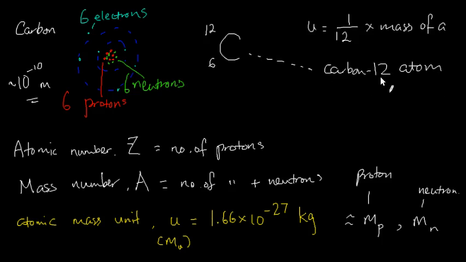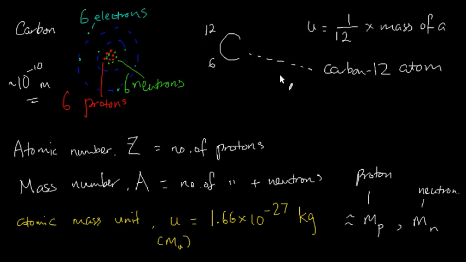Okay, and the reason why I say carbon 12 and not just carbon atom is because it's actually possible for a carbon atom to have a different number of neutrons. Carbon atoms must always have 6 protons each, but it's possible for the carbon atom to have maybe 7 or 8 neutrons. That's possible. And if there are more neutrons, obviously it would be heavier.